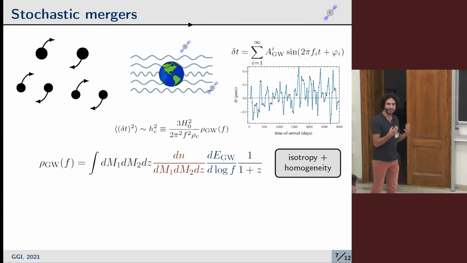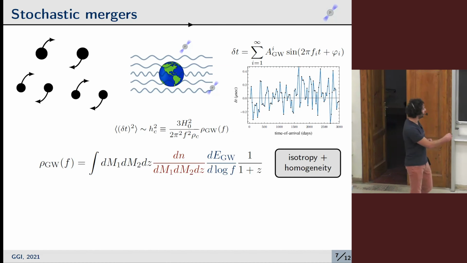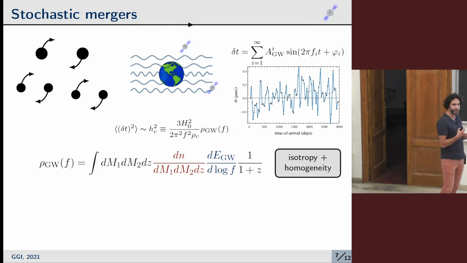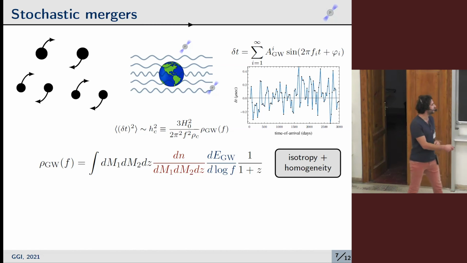Now, this energy density in gravitational waves, per unit log frequency, technically, is given by a very simple integral, as was discovered back in 2001 by Finney. I don't have a reference here. But if you assume just two things about the universe, isotropy and homogeneity, you can split the integral into a simple form, where you have an integral over the different masses of black holes, some redshift dependence here, and two important functions.